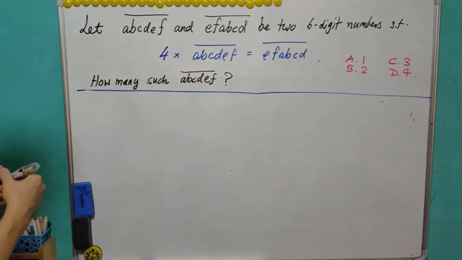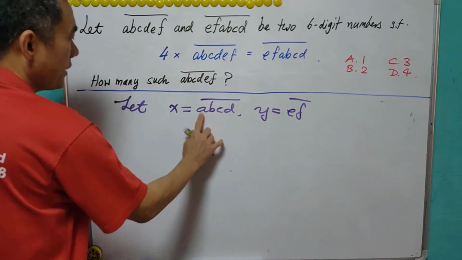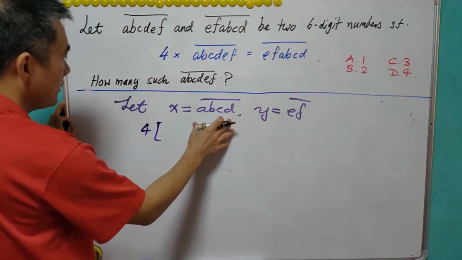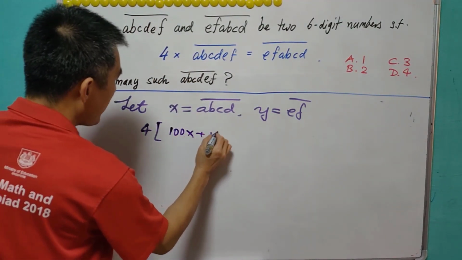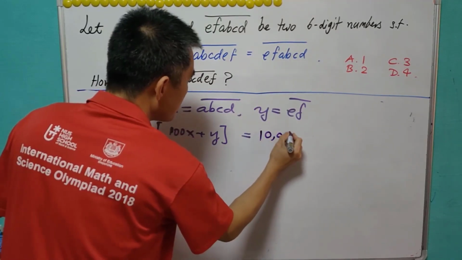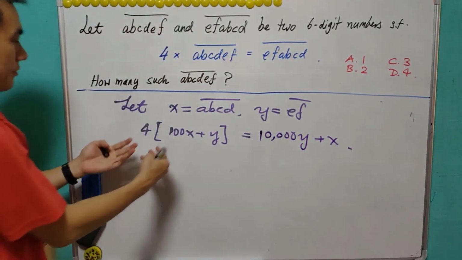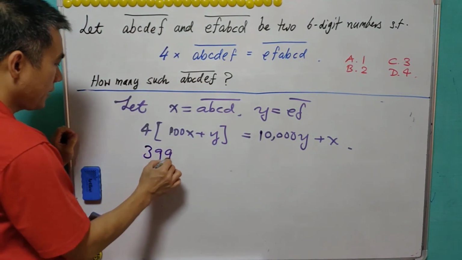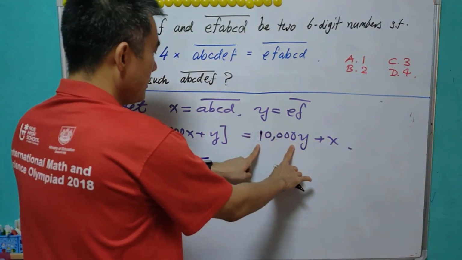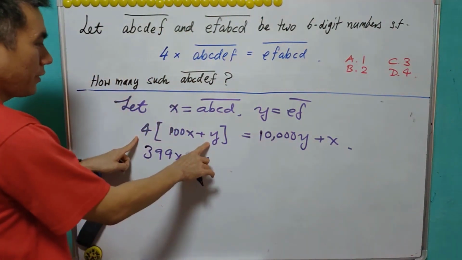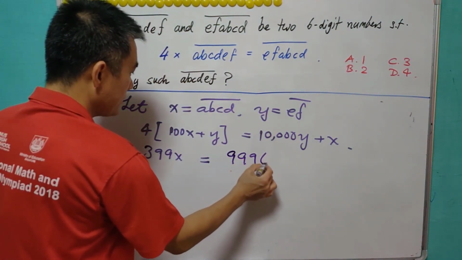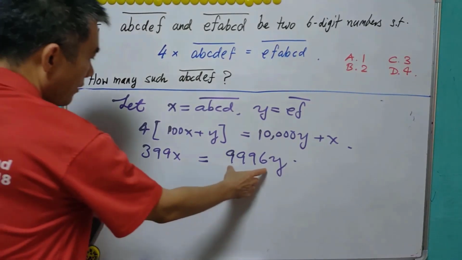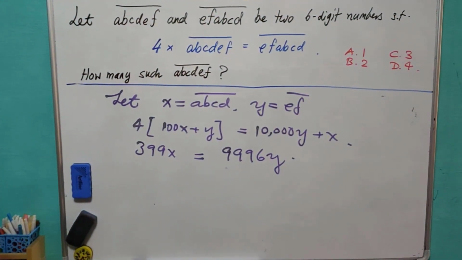The standard way of doing this question is to let x be the 4-digit number ABCD and y equal the 2-digit number EF. From this relation, 4 times (100x plus y) equals 10,000y plus x. After expanding, 400x minus x, that is 399x, equals 10,000y minus 4y, so it is 9996y. We can check that both of these numbers, 399 and 9996, have a common factor of 21.